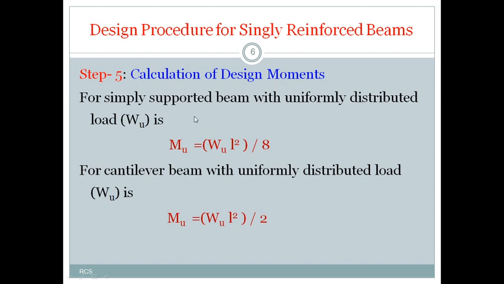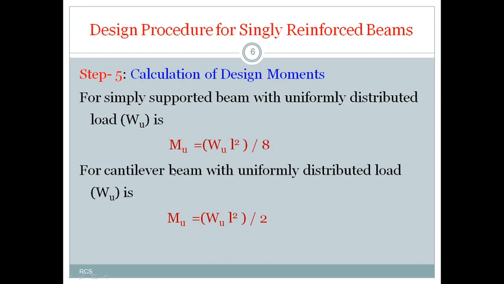When a simply supported beam is subjected to UDL throughout, the maximum bending moment will occur at the center of the beam, equal to WL square by 8. But here we are designing, meaning we are considering design load, so we have to calculate a design bending moment, that is the ultimate bending moment, Mu equal to WL square by 8, considering design load.